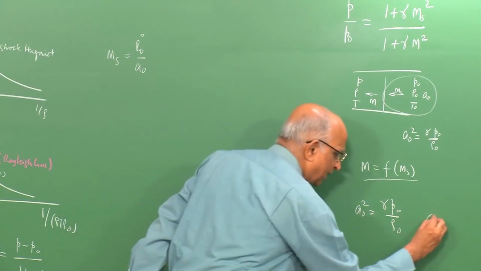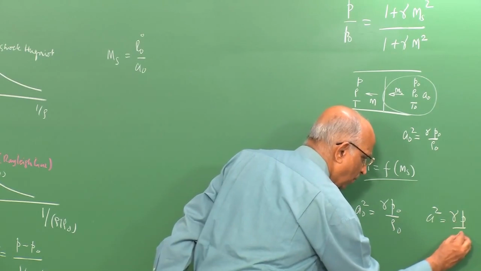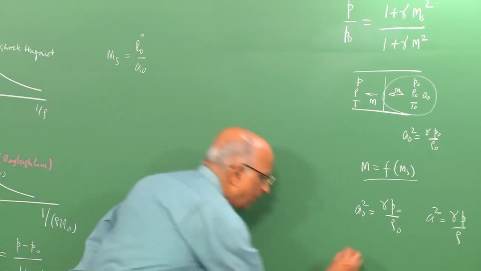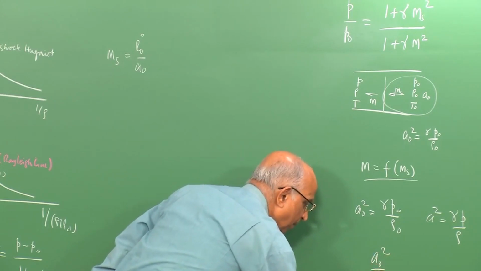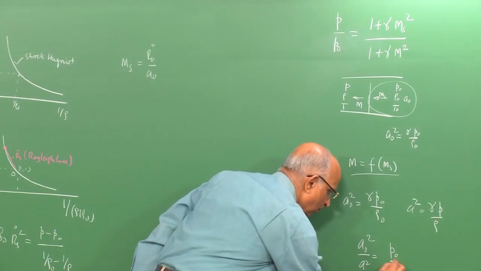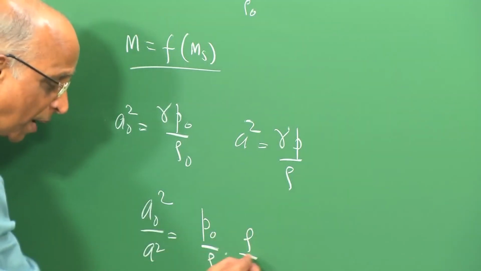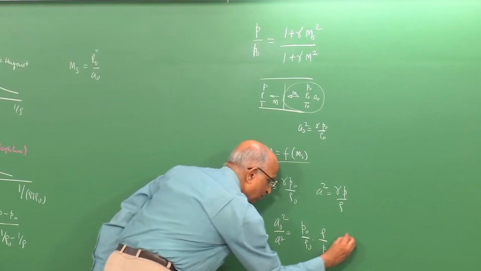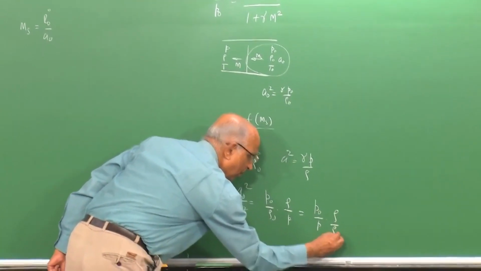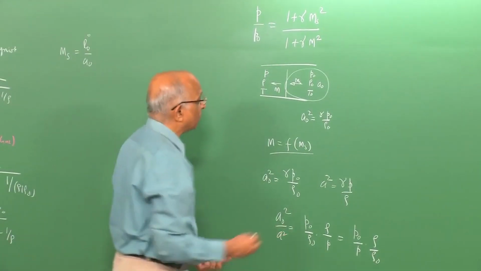I also know that the sound speed behind the shock wave is given by the property gamma P by rho, and therefore, if I take the ratio of these two numbers, I get A0 square divided by A square is equal to P0 by rho 0 into rho by P, or rather P0 by P into rho by rho 0, which now I can simplify. I can write the expression for P by P0 from this expression.